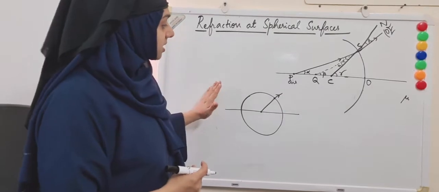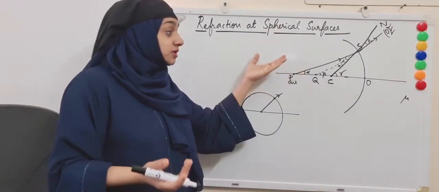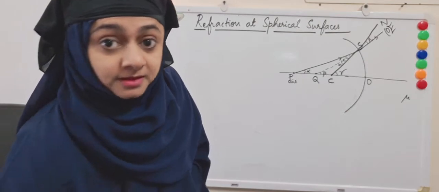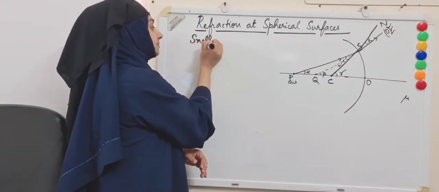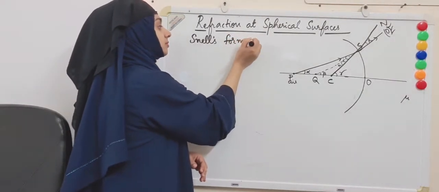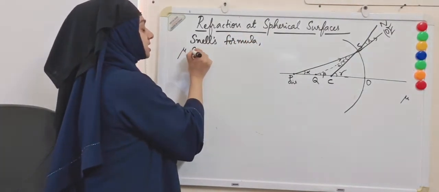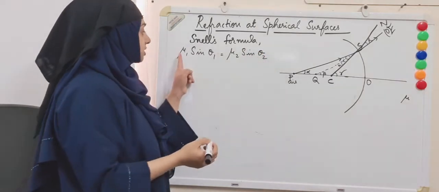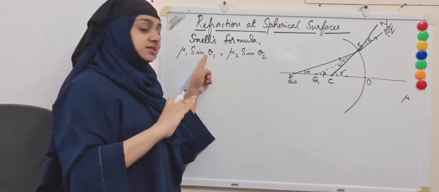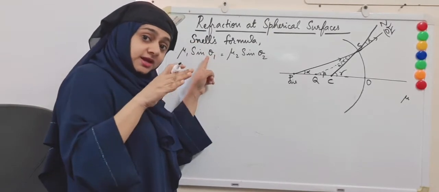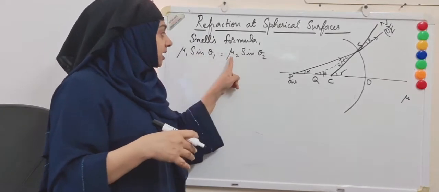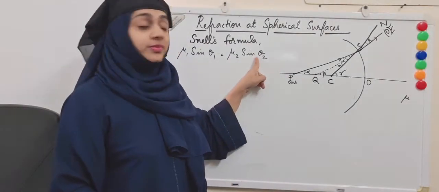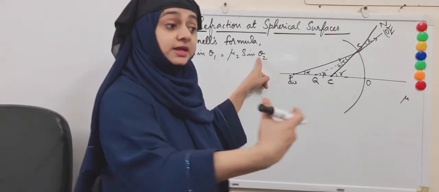Now, let us consider this case and apply the general Snell's formula to this situation. What is general Snell's formula? General Snell's formula is that mu1 sine theta 1 is equal to mu2 sine theta 2. Where mu1 is the refractive index of the first medium, theta 1 is the angle in that medium, maybe the angle of incidence, and mu2 is the refractive index of the second medium, and theta 2 is the angle of refraction or the angle made in the second medium.